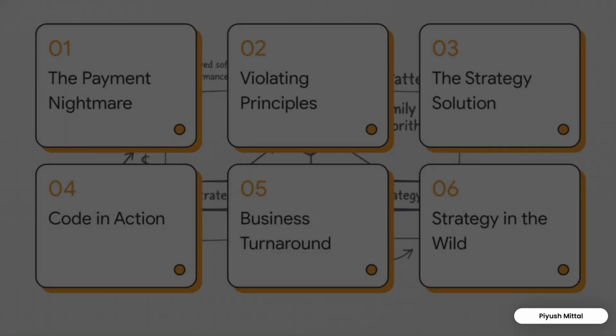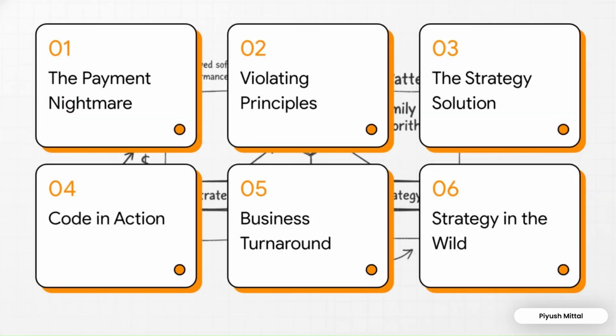So here's our game plan. We're going to start by really digging into that payment nightmare. Then, we'll see exactly why that easy solution is so bad by looking at the core software principles it breaks. After that, we'll introduce our hero, the strategy pattern, and walk through the code line by line. And stick around for the best part, seeing the incredible business turnaround this one change created. And finally, where else you can find this pattern out in the wild.